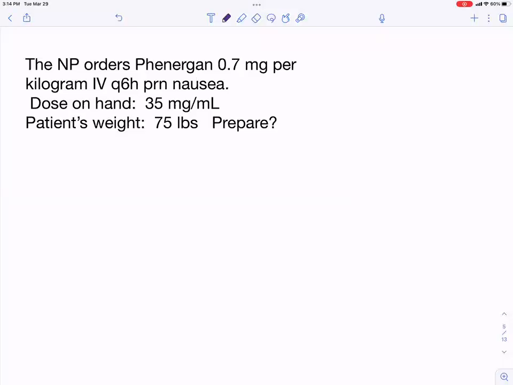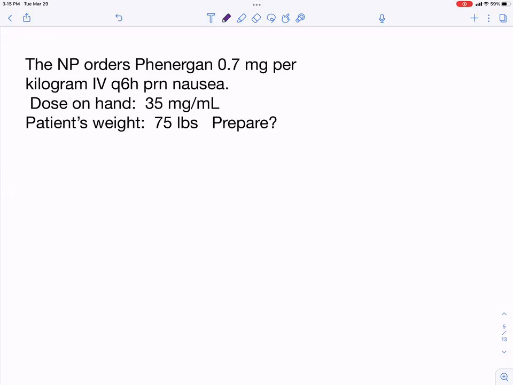So if you look at this problem, and I encourage you to pause this video so you can try to figure it out on your own after we did the first two. But pause it now so you don't see me doing it, and then come back and see if you got it right. But the NP orders Phenergan 0.5 milligrams per kilogram IV every 6 hours as needed for nausea.